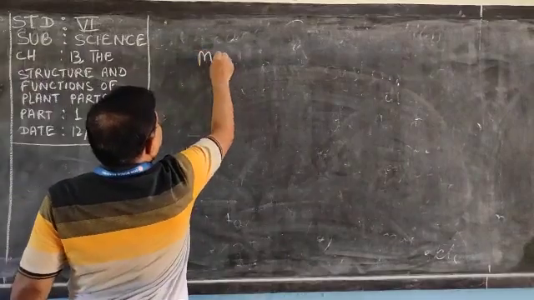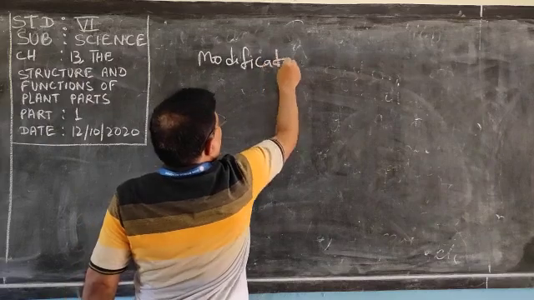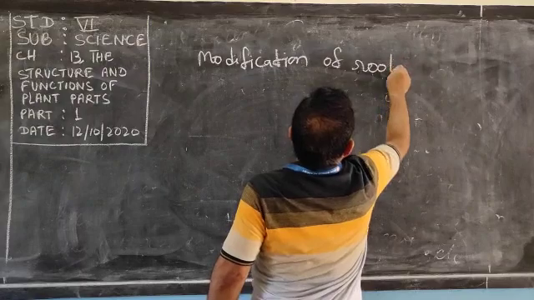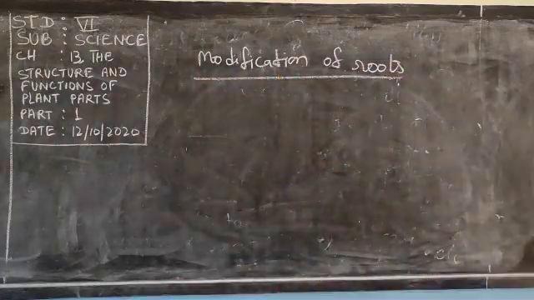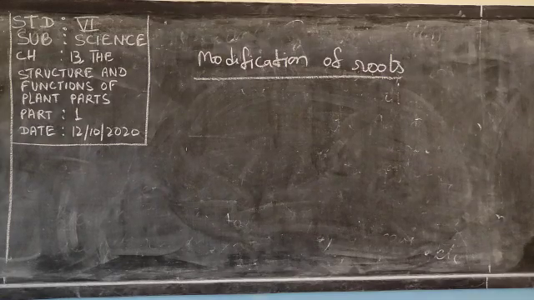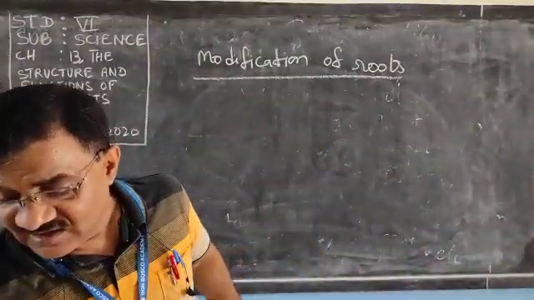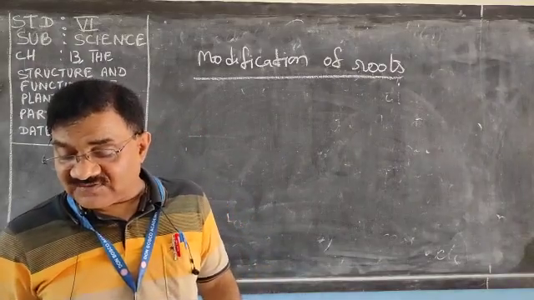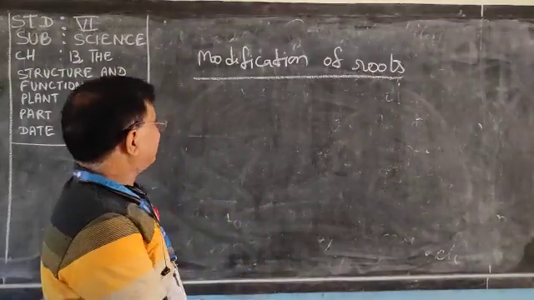Modification of roots. First, let me explain what modification is. It means other than the main function, if the root is doing another function, that is called modification of root. Modified plant roots are roots whose structure is changed slightly to perform a special function.